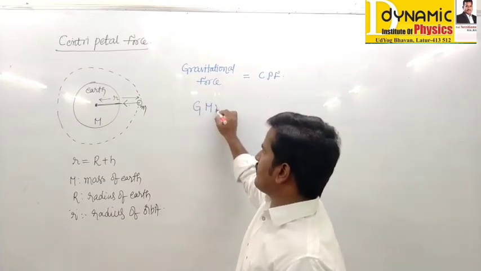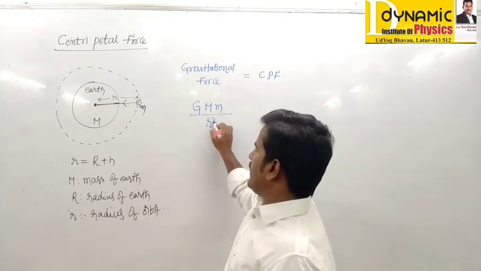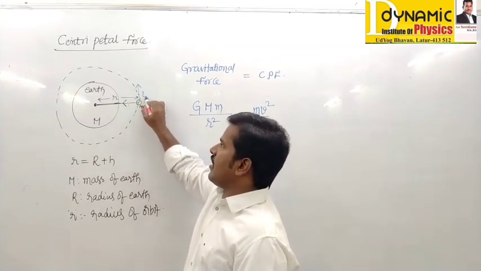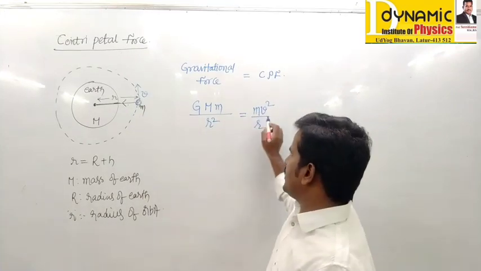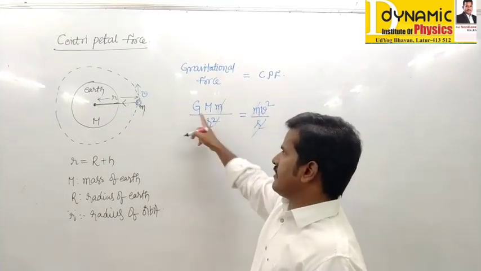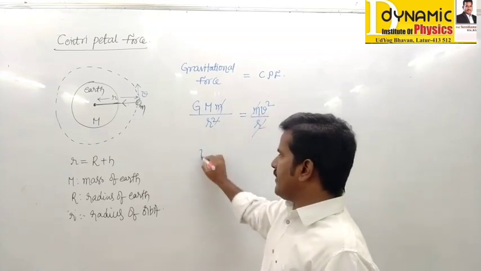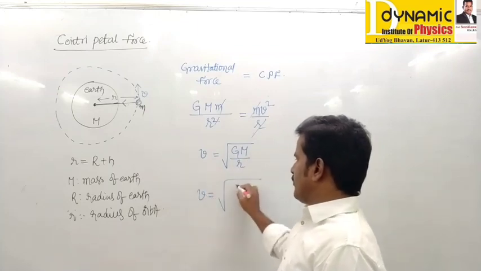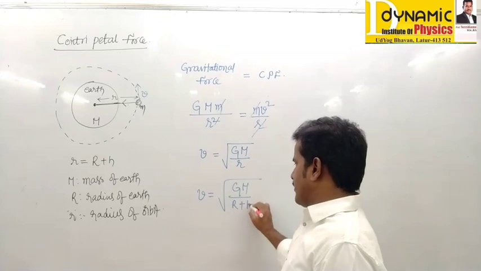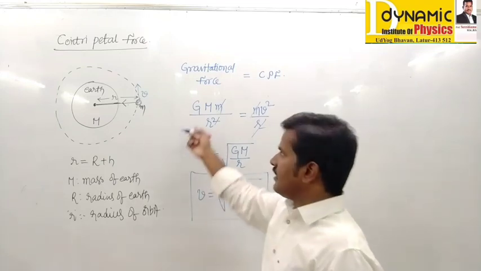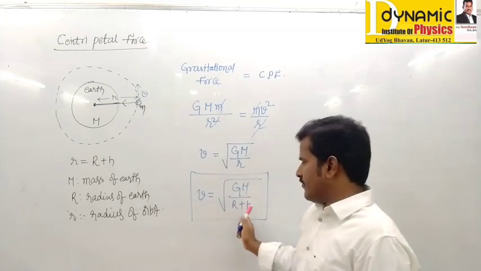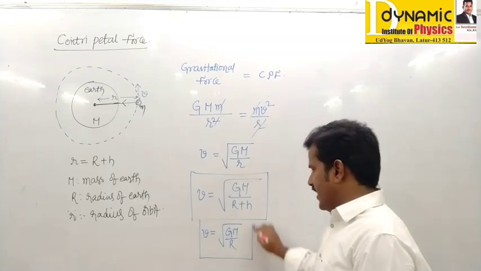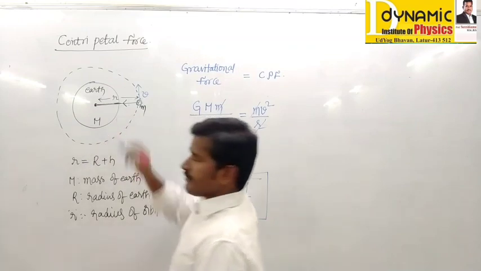It is written as G capital M small m upon R square, which equals mv square upon R. We calculate the velocity, or speed, of this satellite using this relation: GMm upon R square equals mv square by R, where v equals under root of GM upon R. V equals under root of GM upon R plus H. If the H value is small, V equals under root of GM upon R. Gravitational force provides the centripetal force.